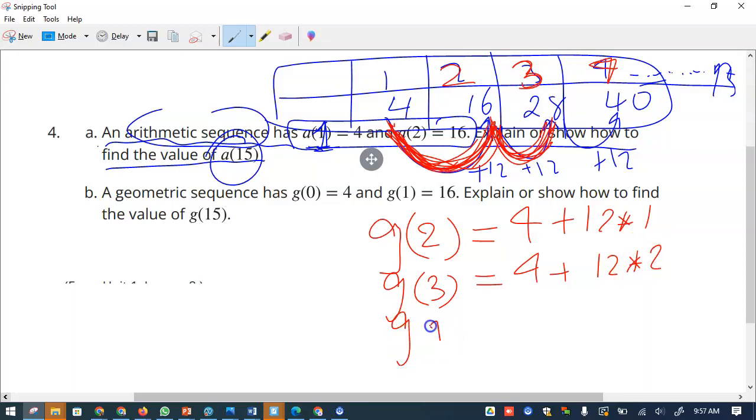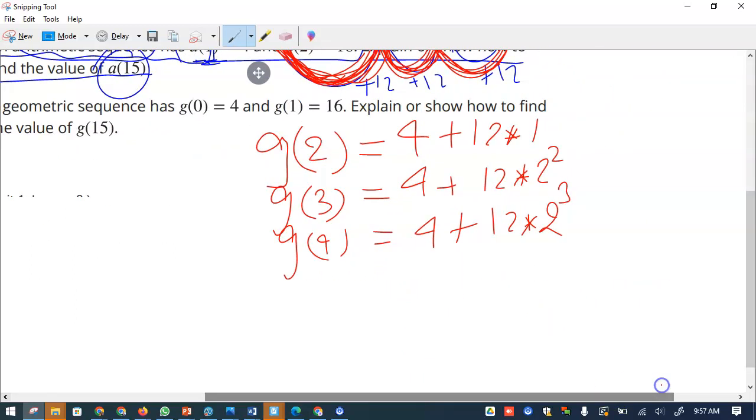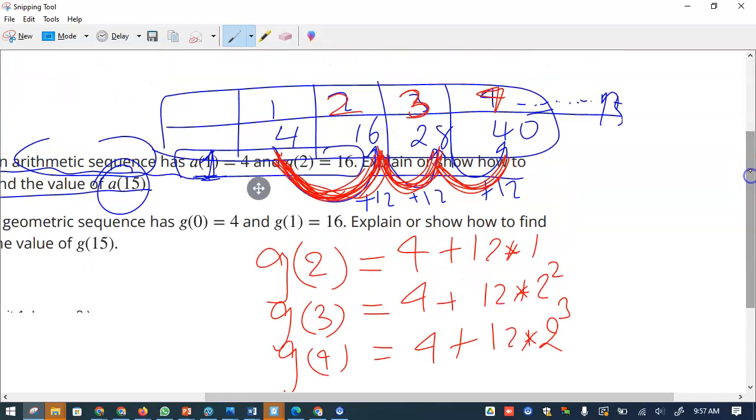If it is g of 4, it is the first one, but 12 is added thrice. So this is twice, this is thrice. So if we see it is 4 plus 12 times 2 raised to 2 minus 1. I think I made a slight mistake here. I'm so sorry about this.